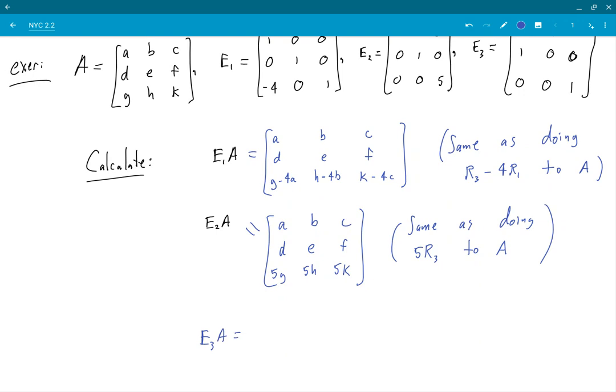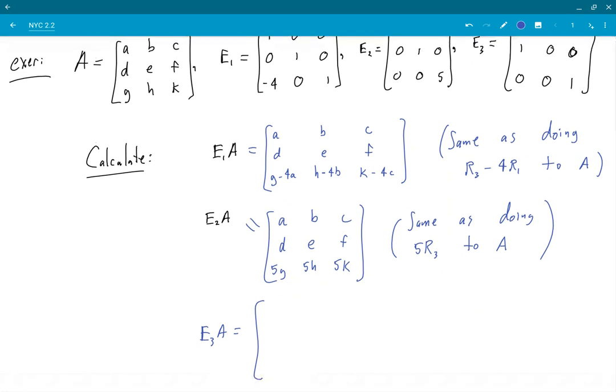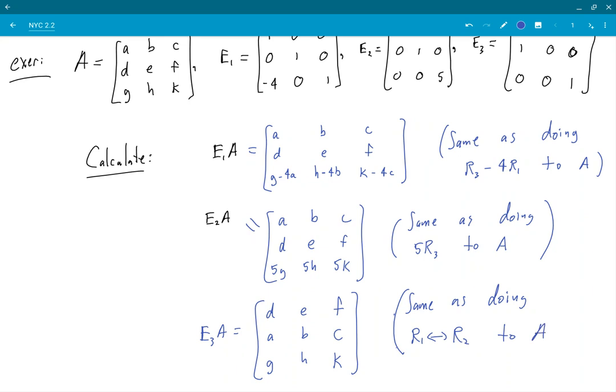And E3 times A, that's going to be my switching the first two rows, right? D, E, F, A, B, C, G, H, K. The alphabet is fun for me. Row 1. Oops. It's right over here. Same. Row 1, interchange row 2, A.